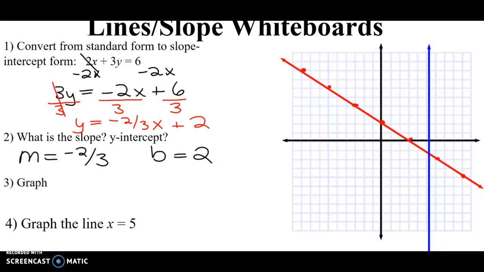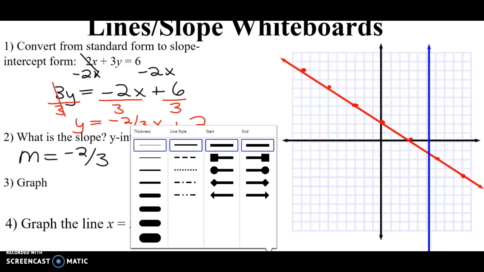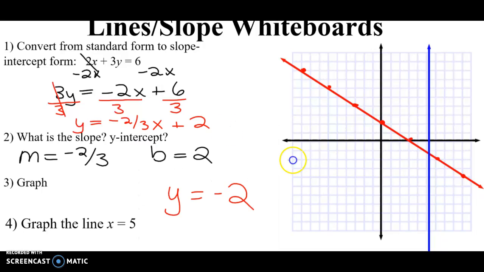So, for example, if I asked you to graph the line y equals negative 2, that's just a horizontal line at the y value of negative 2. So negative 2 is down here, and it would be right there. There's a simple way to know if you're wrong. If you do a vertical one and it says y equals, you won't be able to see your line because it's on the origin line.